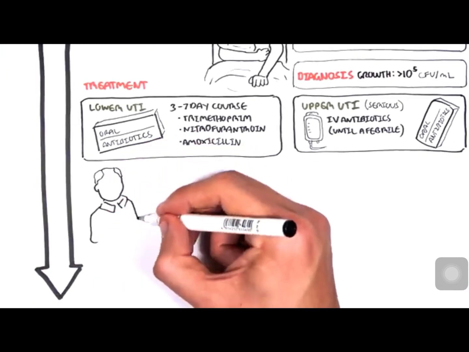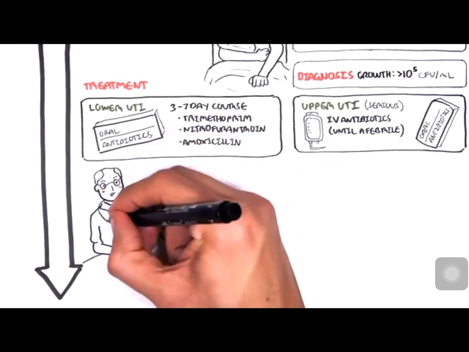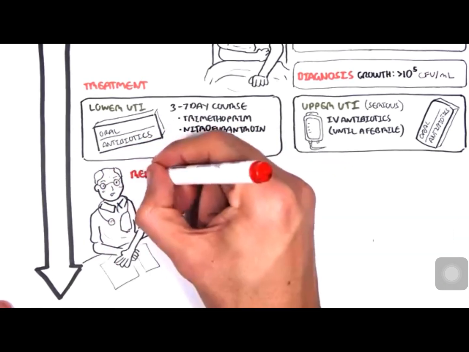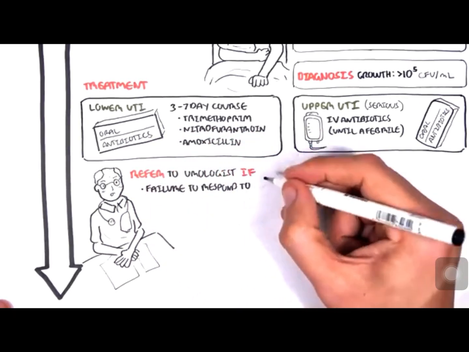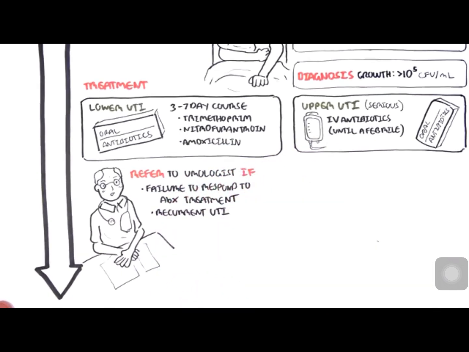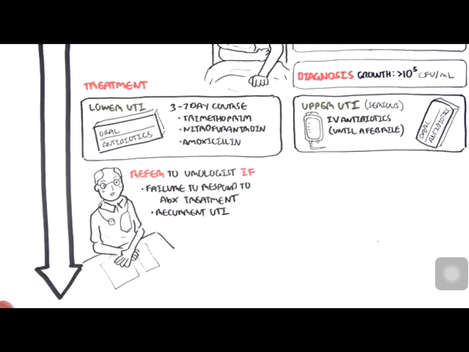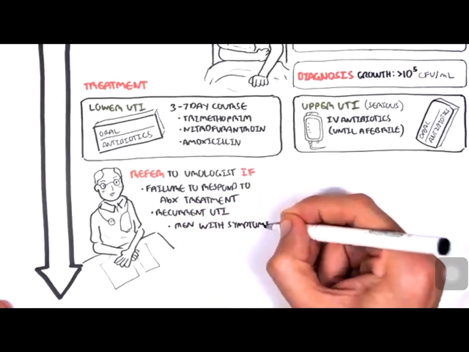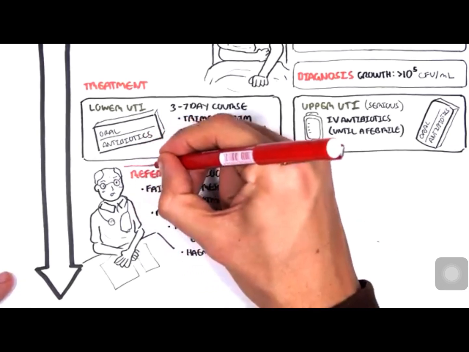Finally, it is important to know when to refer to a renal specialist or urologist. Refer to a urologist if there is failure of the patient to respond to antibiotic treatment. If there is recurrent UTI, which is defined as having 3 or more in 1 year. Refer to a urologist if men have symptoms of an upper urinary tract infection.